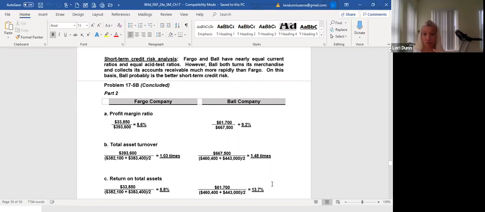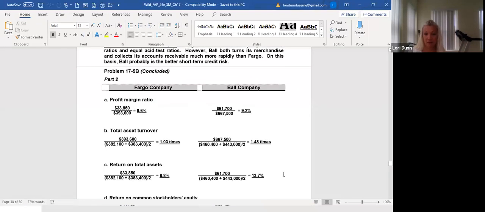Now, Ball Company, when you do their calculation, they have net income much higher, 61,700, divided by the assets they used to generate the 61,700 in net income, which is the same as above. They create a return of 13.7%. So Ball Company is able to take their assets and generate a much higher return, percentage-wise, than Fargo Company is. They're more profitable. And that's how we could identify that. Look at the percentages there. Are there any questions on that?